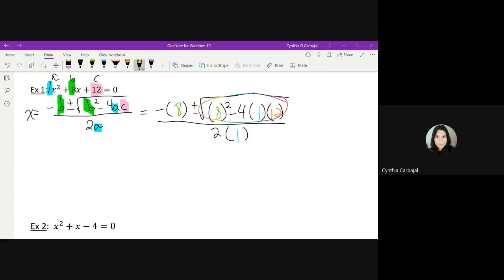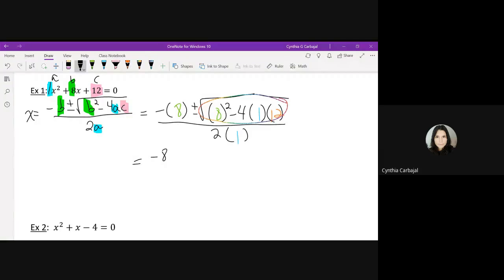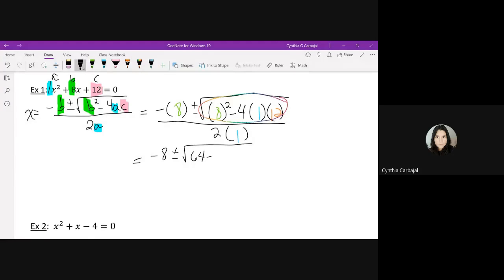Okay. So if you can use your calculator, you could just simplify. That's going to be 64, right? Okay, let me just go from left to right. So we have a negative 8. I don't need parentheses there. Plus or minus square root, and then that's going to be 64 minus 4 times 1 is 4, and 4 times 12 is 48. Okay. And then 2 times 1 on the bottom is just 2, so that part's done.